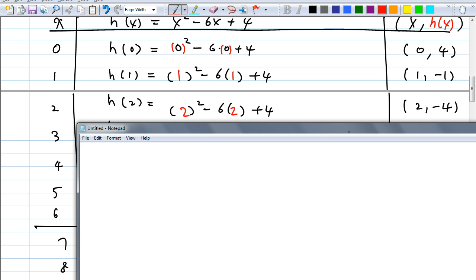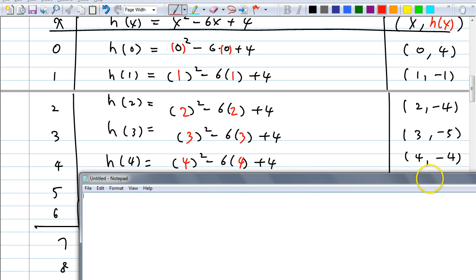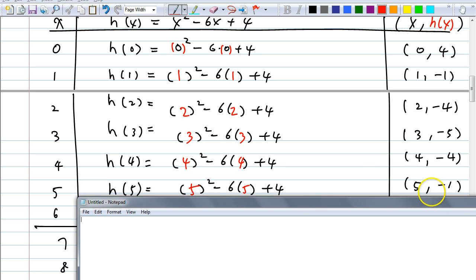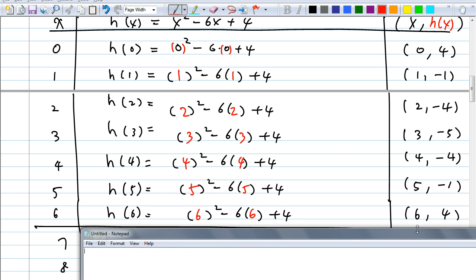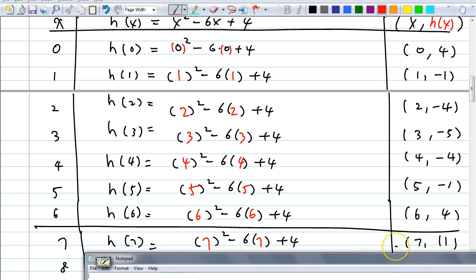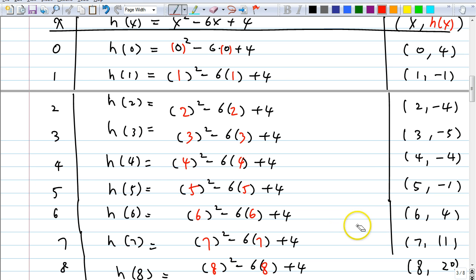Okay, what about you guys? What about h of 3? What'd you get? 3, negative 5 is correct. What about the other group? H of 4? 4, negative 4. Okay. What about over here? H of 5? 5, negative 1. You guys, what do you get for 6? 6, 4. Okay, good. What about you guys over here? 7, 11. Okay. And over there? 8, 20. Good.